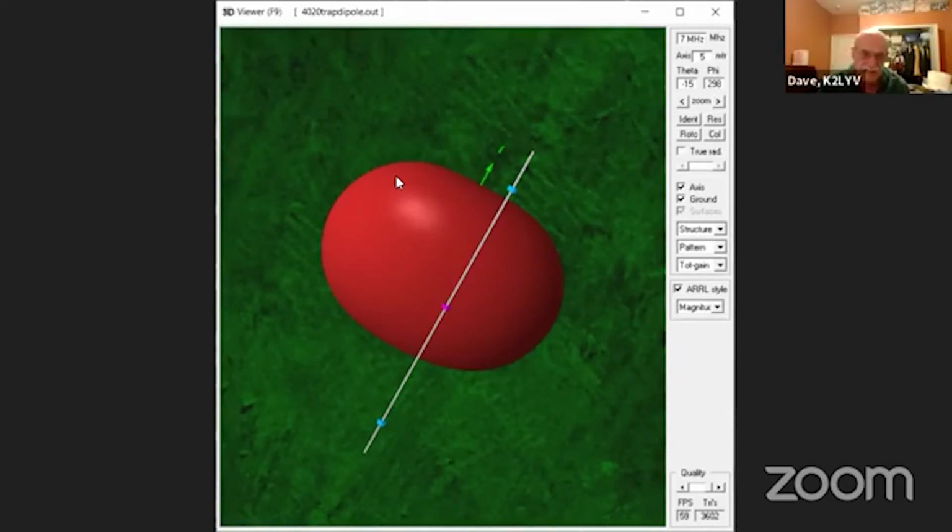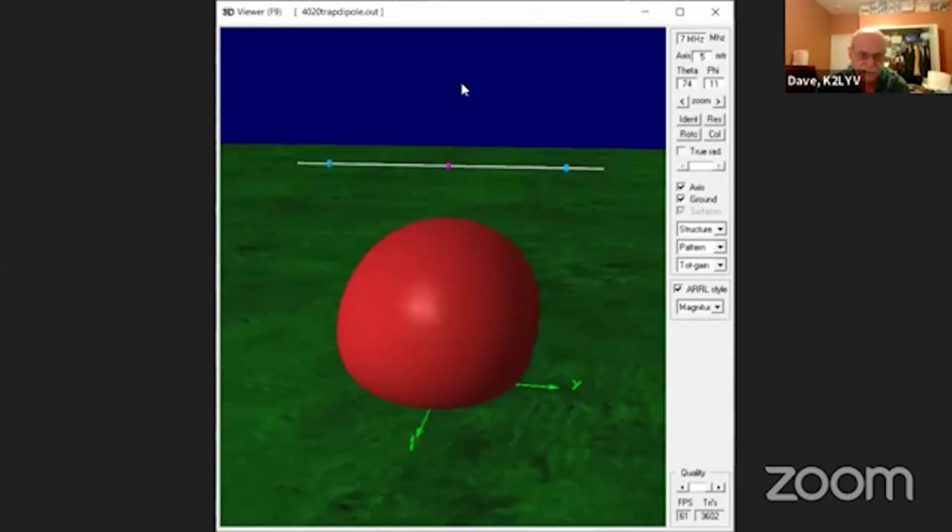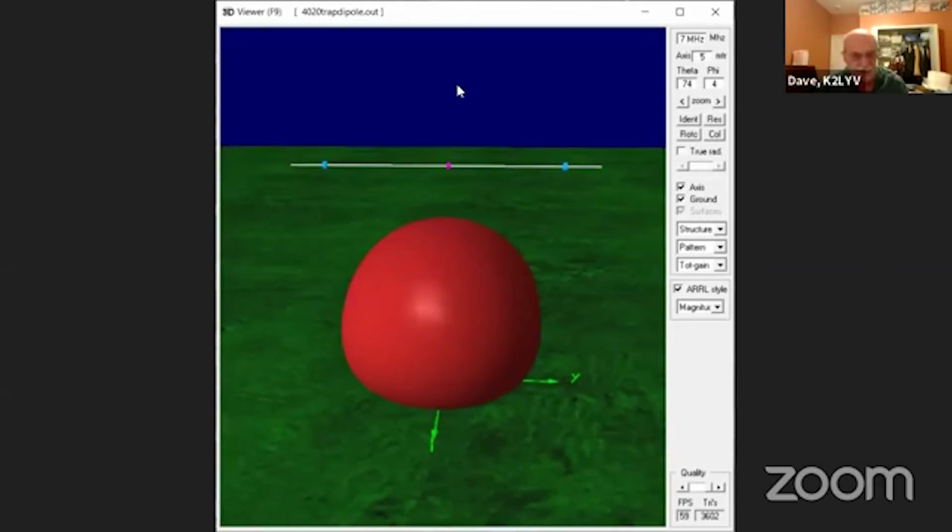So this is a nice way to view it. And you notice this viewer lets me turn this around. If there were a more complicated pattern, you can turn it to see. Sometimes there are lobes that go out in various places.